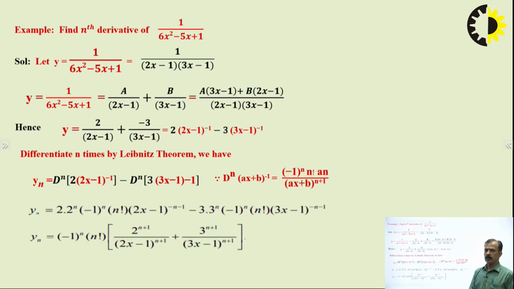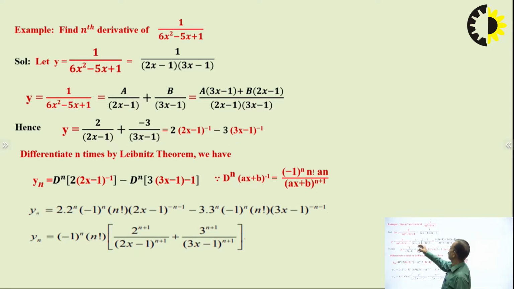But we know the formula for finding the nth derivative of a single linear factor. In this problem, we have a product of two linear factors. So, first we convert this quadratic function into single linear factors. So, we use partial fractions.